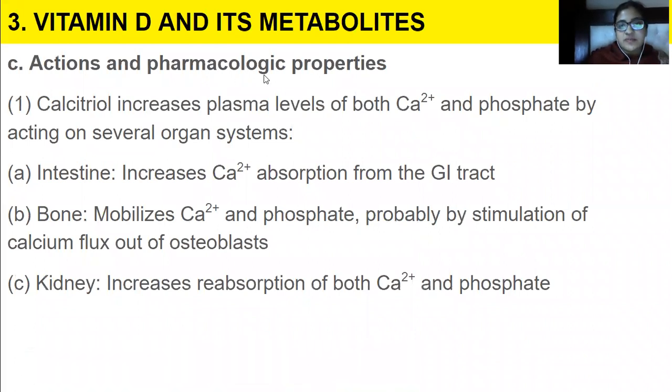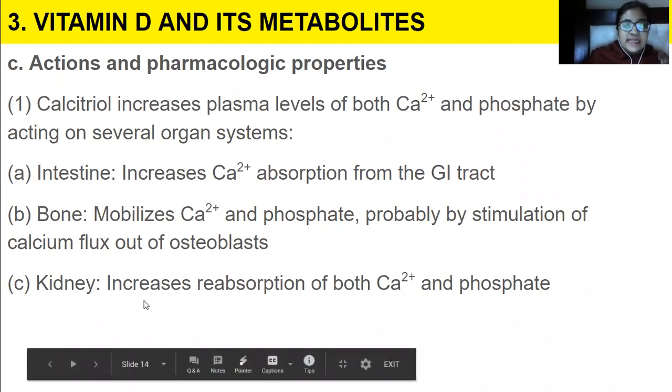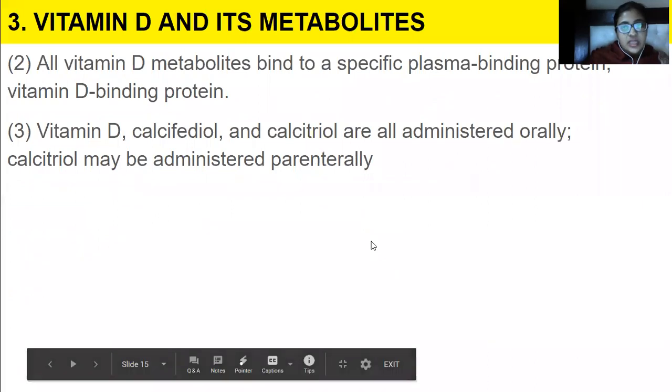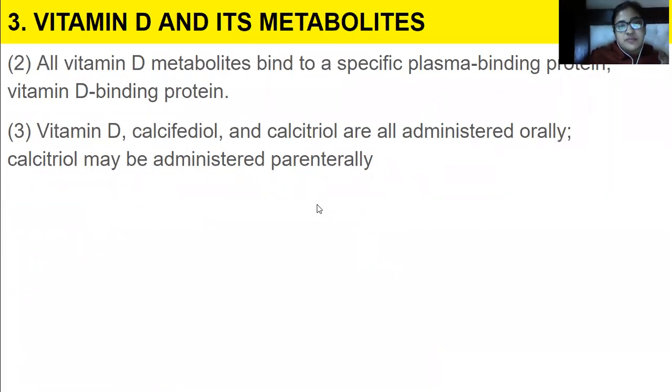So pharmacological properties: calcitriol increases the plasma level of both calcium and phosphate by acting on several organ systems. So in the intestine, they increase calcium absorption. In bone, they mobilize calcium and phosphate by the stimulation of calcium flux out of osteoblasts. Then in the kidney, they increase reabsorption of both calcium and phosphate. Then all vitamin D metabolites bind to a specific binding protein, vitamin D binding protein.